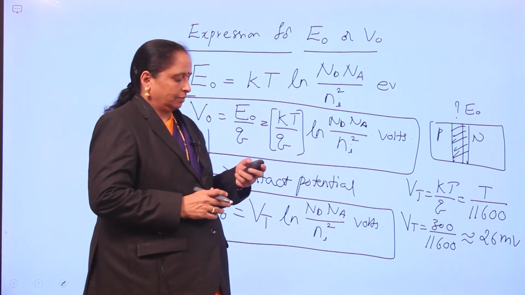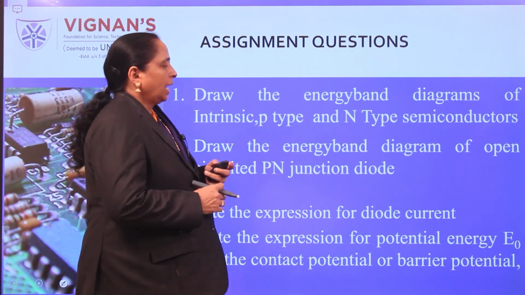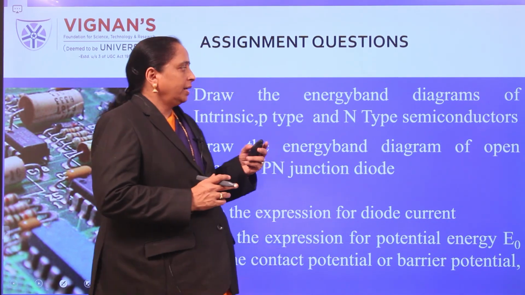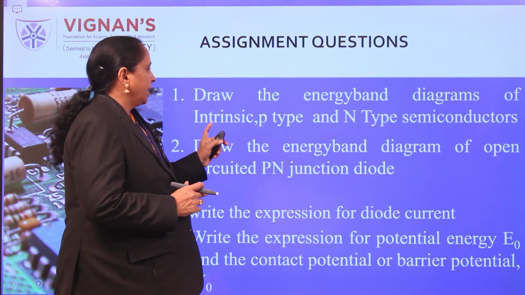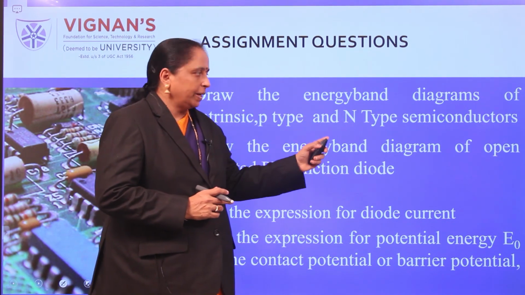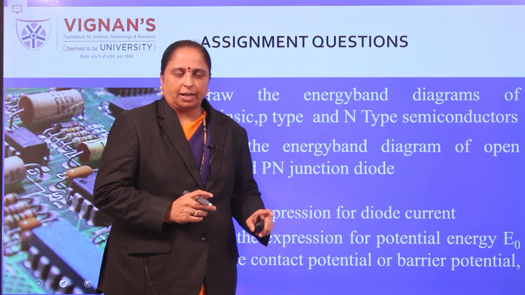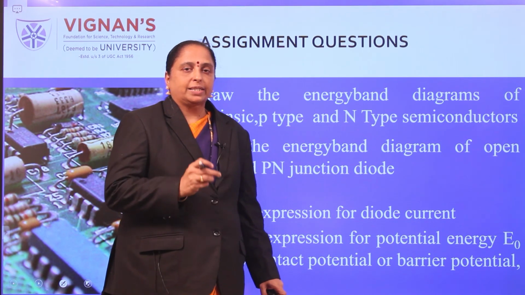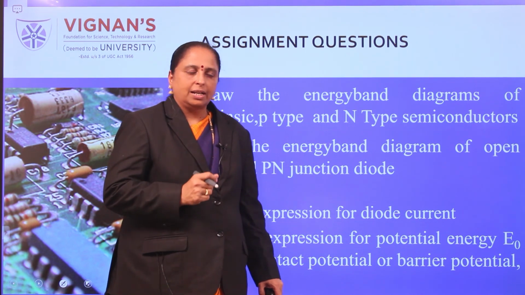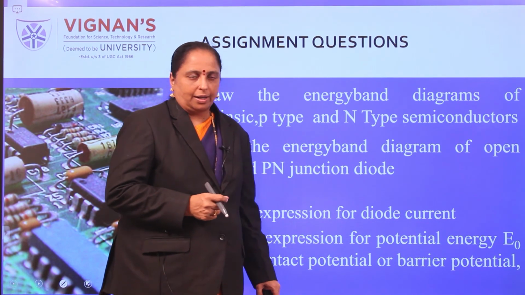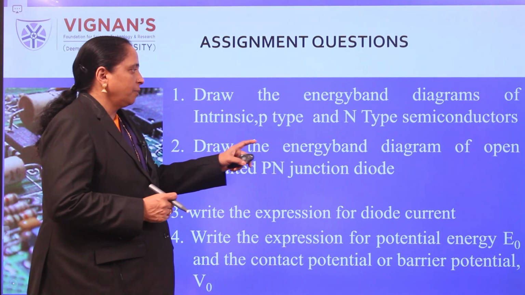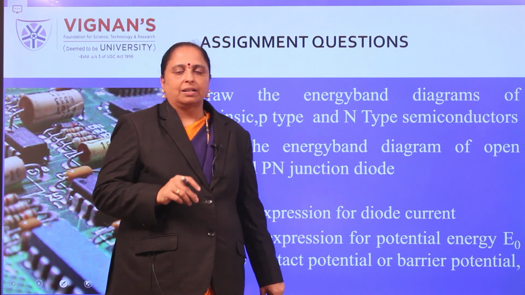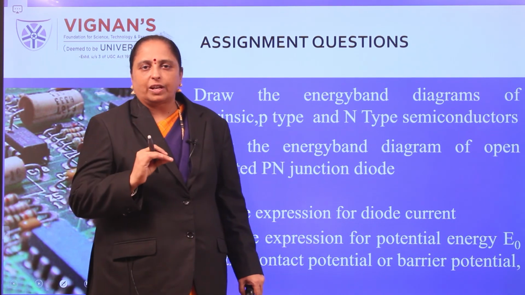Now, the assignment questions which cover this energy band diagram: draw the energy band diagrams of intrinsic, P-type and N-type semiconductors, which we have already drawn, and you have to know exactly where the Fermi level is located in all these three types of semiconductors. Then draw the energy band diagram of an open circuited PN junction. So you have to mark the equilibrium level of the Fermi level.